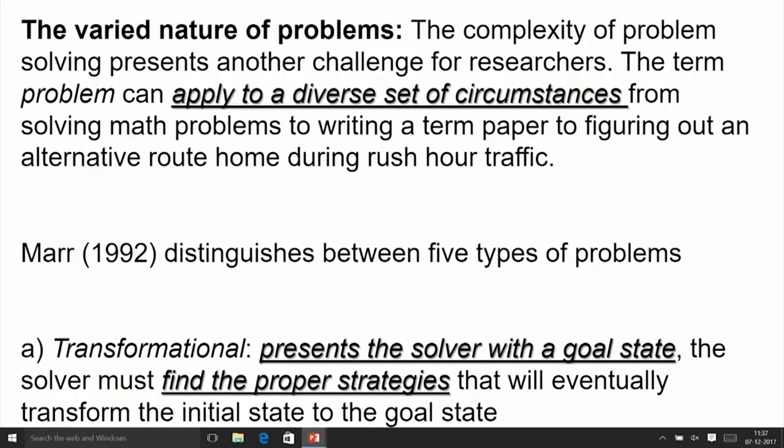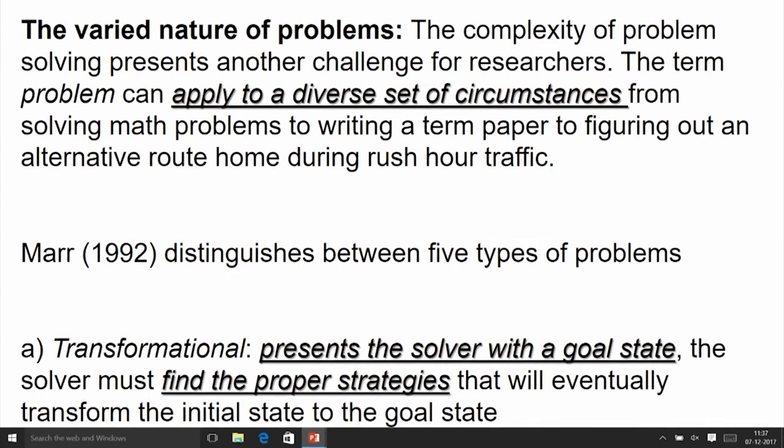Now, another reason why problem solution is difficult to tap, difficult to look at how problems are solved, is because problems are of varied nature. And so, the complexity of problem solving presents another challenge for researchers. The fact that there are different kinds of problems, a diverse set of circumstances, from solving a math problem to solving a verbal problem to solving a traffic problem to solving n different problems. With such circumstances, a number of problems may arise, and all these problems may have different solutions. And so, that could be one of the determining factors why looking at problem solution could be a problem in itself.